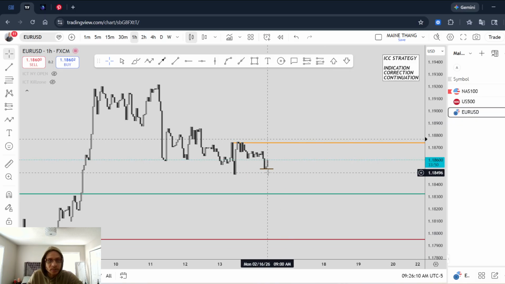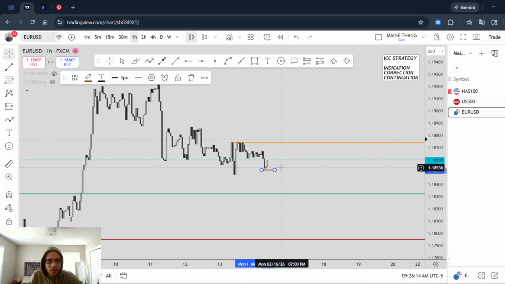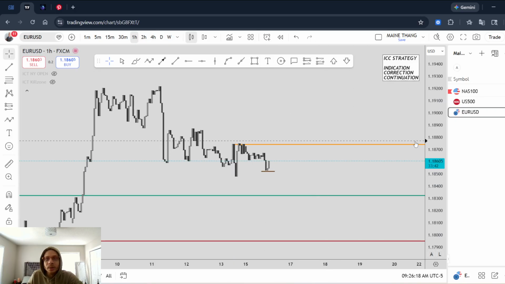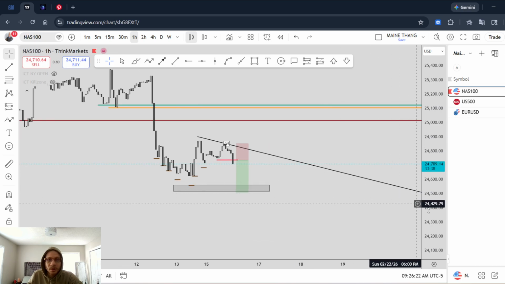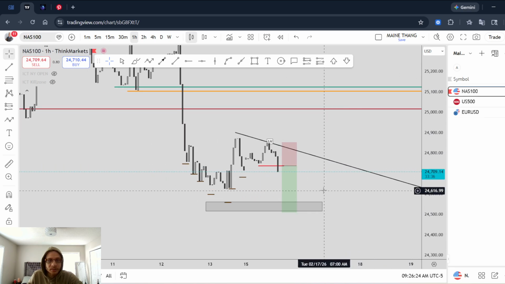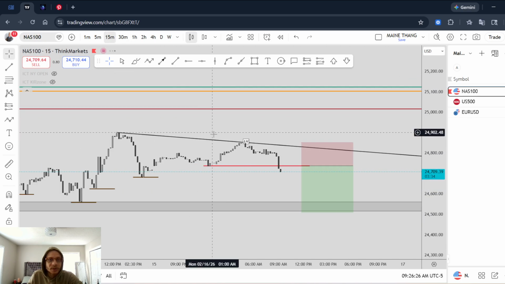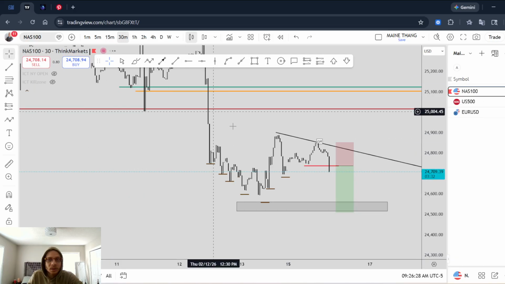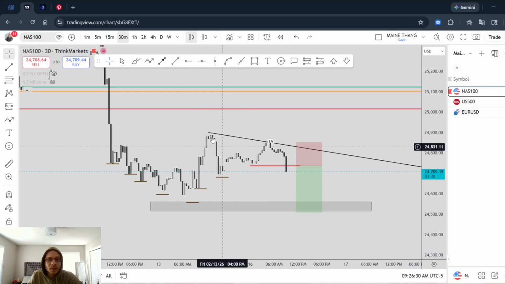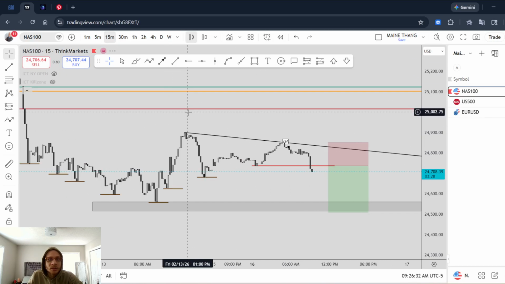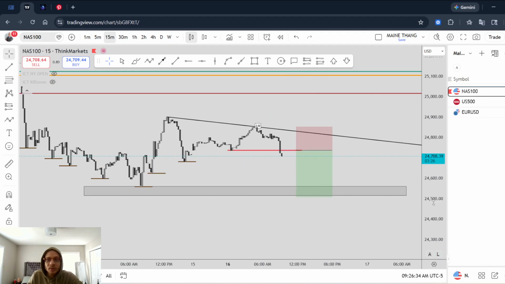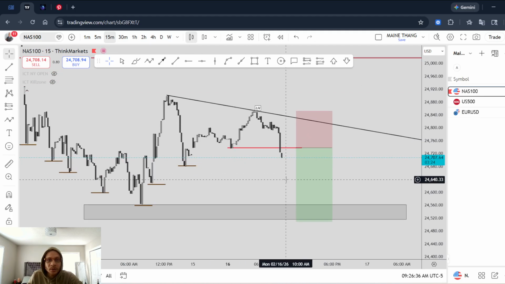But this doesn't necessarily have to be the higher low on the 1 hour. I'm just marking it up because it could still continue down. But that's where we're at right now. All right, back here. 15, 30 still looking the same. So we got that breakdown.